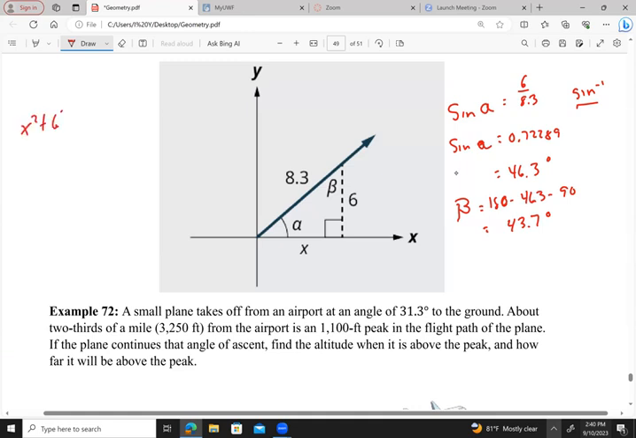X squared plus 6 squared equals 8.3 squared. X squared plus 36 equals 8.3 squared, which is 68.89. X squared equals 32.89. So x equals the root of 32.89, 5.73. And there we have it.